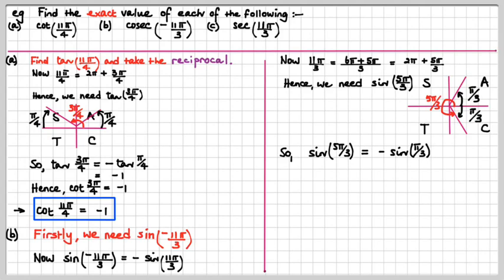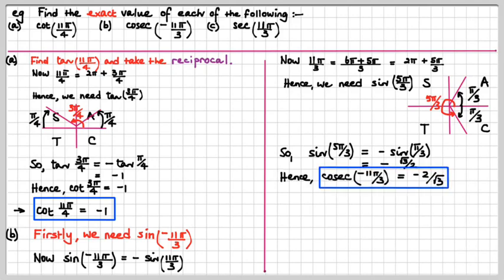Yes, that's right. Sine of 5 pi on 3 will be negative sine pi on 3. And sine of pi on 3 is root 3 on 2, so it's going to be negative root 3 on 2. Therefore, we're asked for cosec, therefore it's going to be negative 2 on root 3. Yes? Excellent.